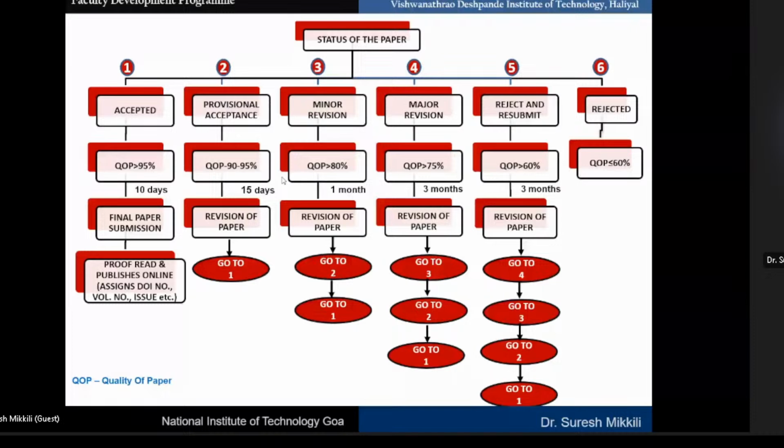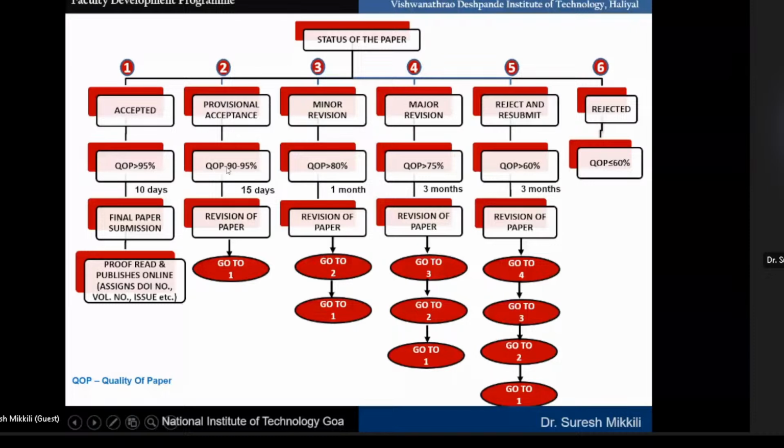So there are some possibilities. For minor revision, the quality of your paper is around 80%, with 10% minor comments available. Then they will allow you to revise your paper, and they will give you a time period of 1 month. If you revise properly, there is a possibility that direct acceptance will come. If you have not revised properly, there is a possibility that provisional acceptance will come, and after that, acceptance can come.